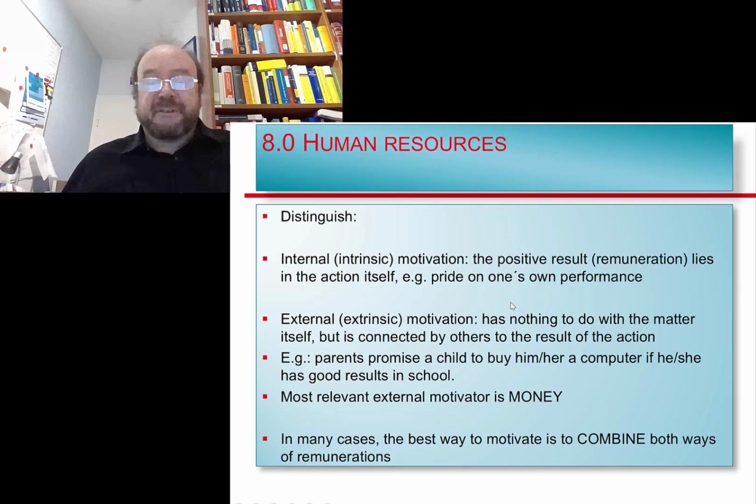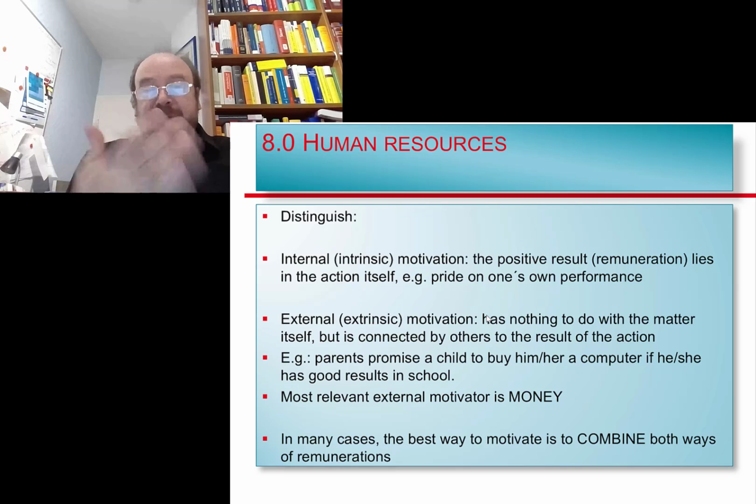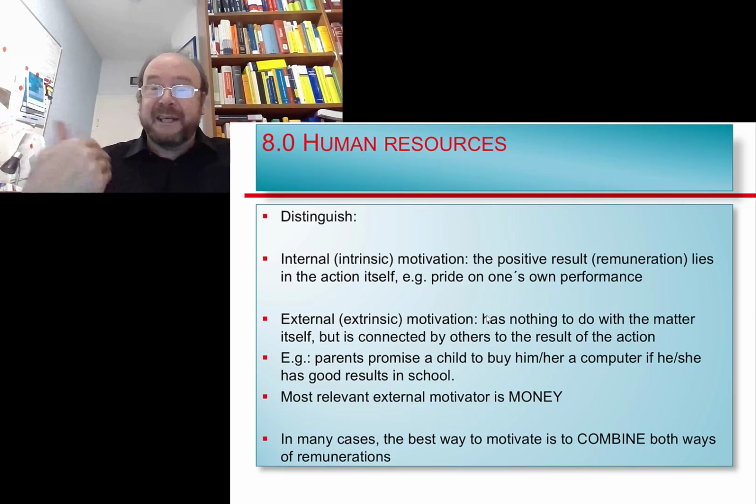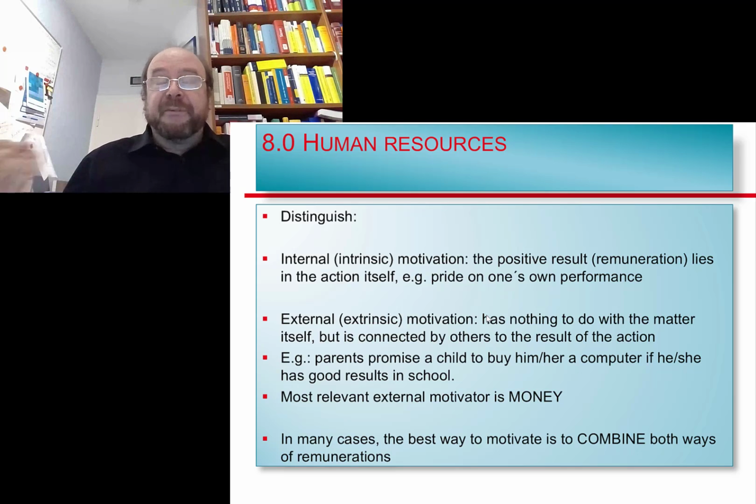Sometimes, naturally, the best way is to combine both ways of remunerations, because imagine you take up a job just because of intrinsic motivation, but you don't get any extrinsic motivation, so no money. Then you can, due to reality, only cancel that job after a while and look for a less interesting job where at least you get paid decently.